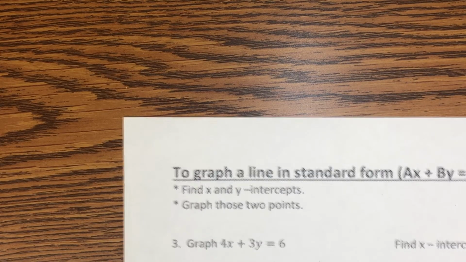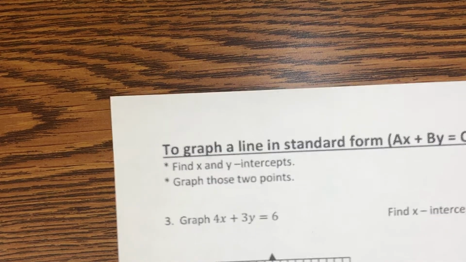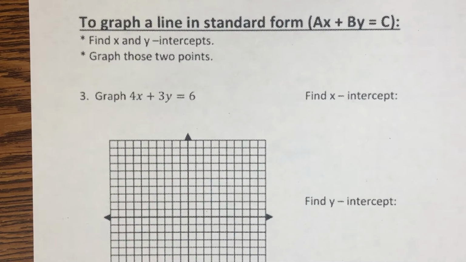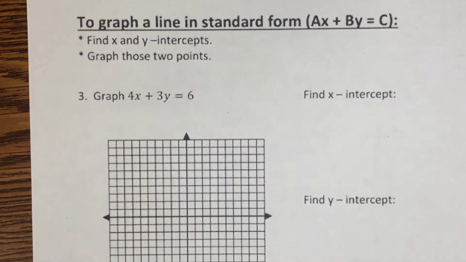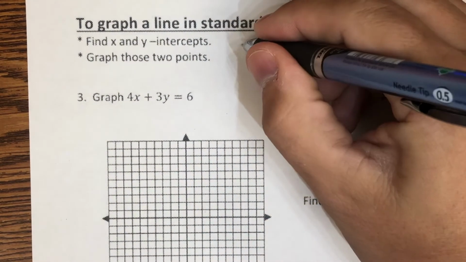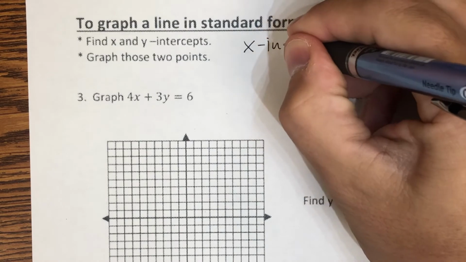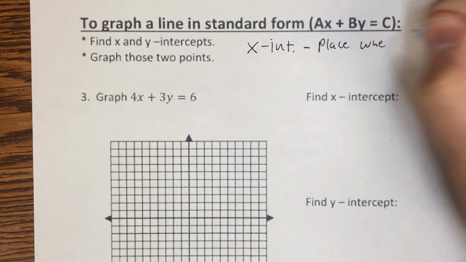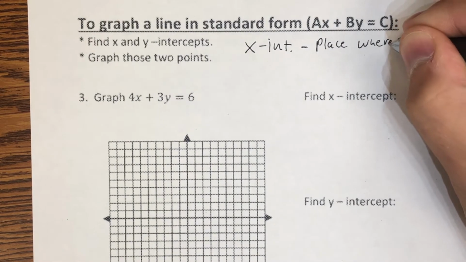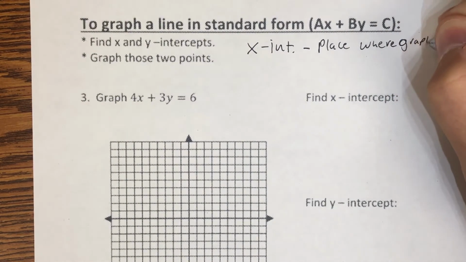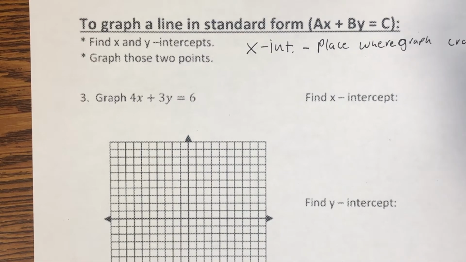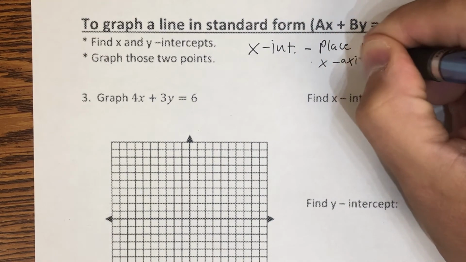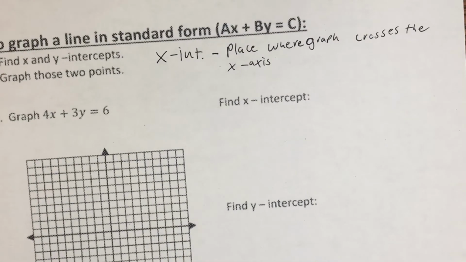Moving on to our standard form piece here, and we are going to graph some lines that are going to go more diagonally. And in order to do that, we're going to find the x-intercept and the y-intercept. So before I do that, I want to identify what the x-intercept is. The x-intercept is the place where the graph crosses the x-axis.